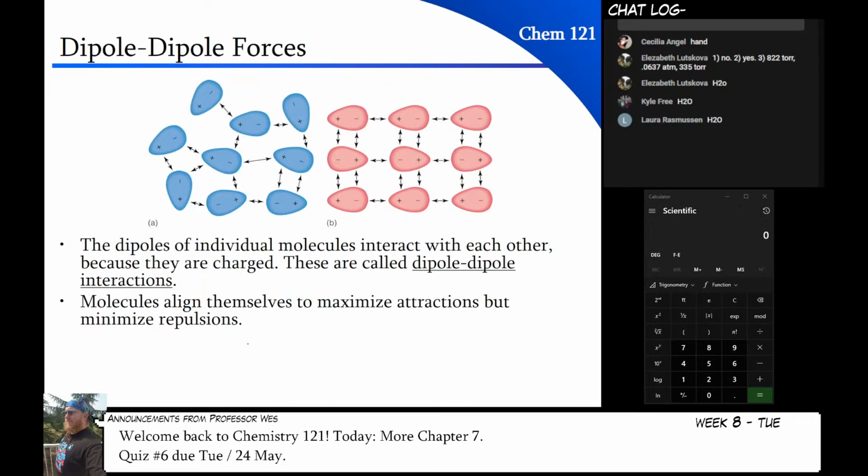So the first force we're going to talk about is called the dipole force. Remember that in chapter 5, we talked about whether a molecule could be polar or nonpolar. So let's say I have ammonia here. And we said that the overall polarity of ammonia would be in this direction, so delta minus near the nitrogen and delta positive near the hydrogen sites.